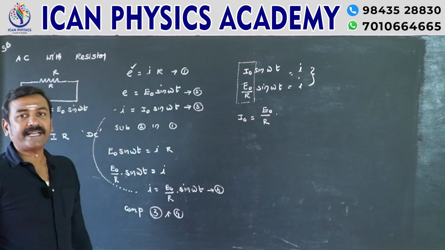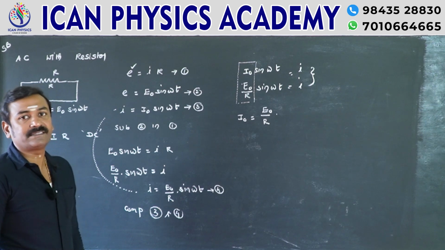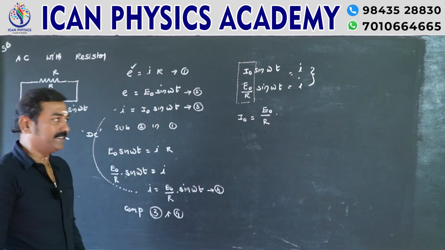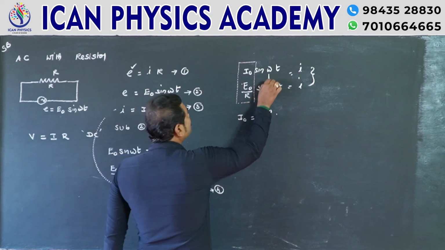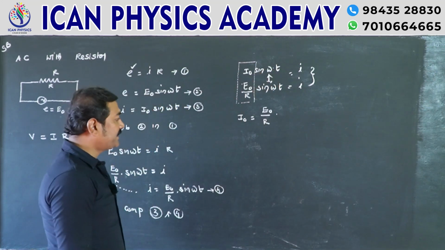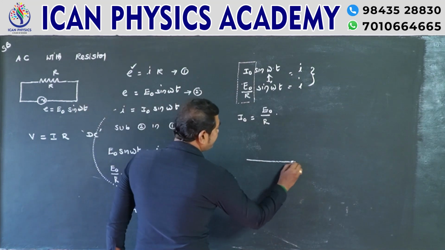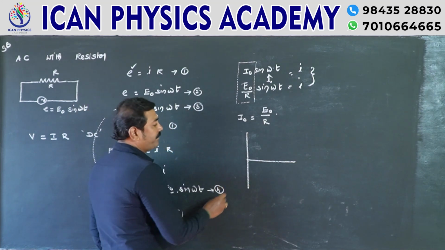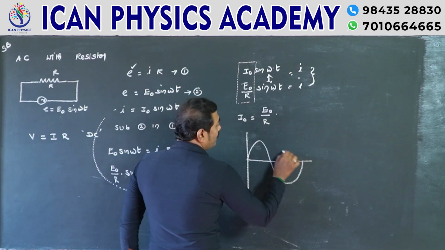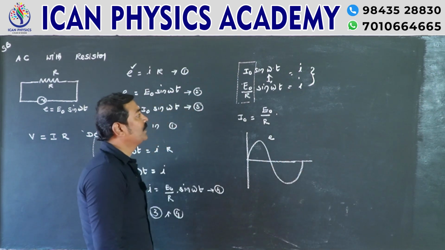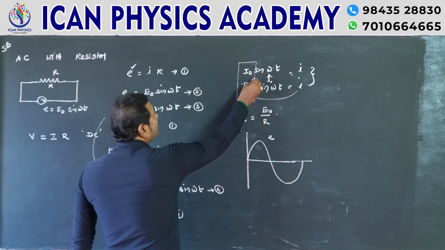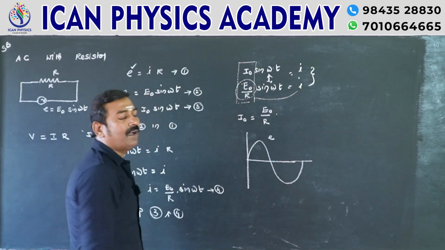So this is the maximum current or peak current which is flowing through the resistor when it is connected with the AC. Now compare these two quantities, sin omega t, sin omega t. For that we can draw the voltage phasor diagram. So this is the sinusoidal wave for E. Now the current when it is divided by R.